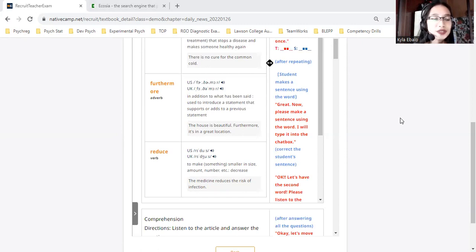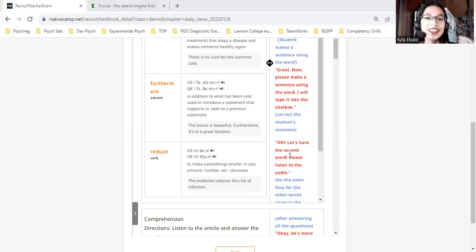Okay, very good, Francis. So your example sentence is, I want to reduce my weight. So you want to make your weight smaller. All right. So you want to decrease your weight, meaning you want to become thinner. Is that correct?